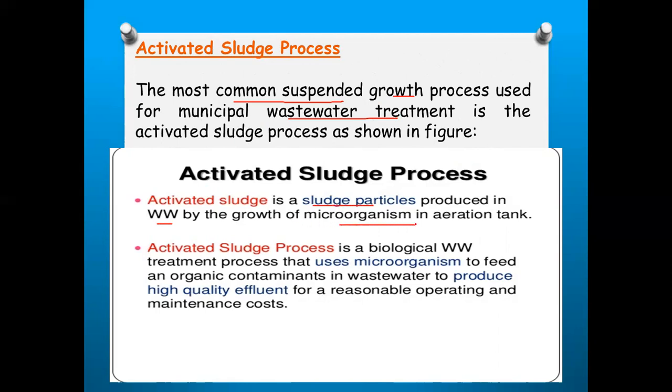The activated sludge is simply a sludge produced in wastewater by the growth of microorganisms in the aeration tank. So for the growth of microorganisms in the aeration tank, both in aerobic process and anaerobic process, it is an activated sludge, the sludge particles produced in the wastewater. After the primary treatment, the big large particles are removed by bar racks and then other units, and whatever small suspended particles remain mixed in the water, these sludge particles are removed by the growth of the microorganisms in the aeration tank.